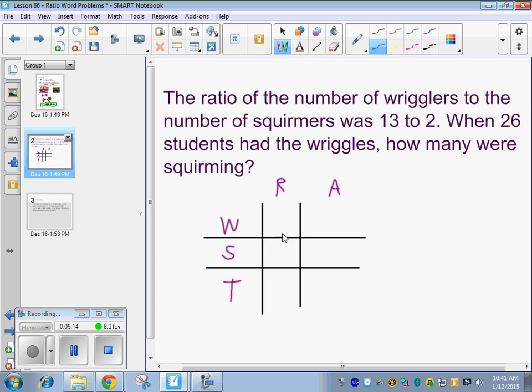So who can tell me what the ratio would be here? This whole column. Mark? 13 to 2 and then 15. Good. Okay. So then we have to read to make sure we get our X in the right spot, right? So when 26 students had the wriggles, where does 26 go? Julia? The actual. Yep. How many were squirming? So our X goes here instead of total, and we're going to cross this off. Okay. Is everybody good with just cross multiplying here?